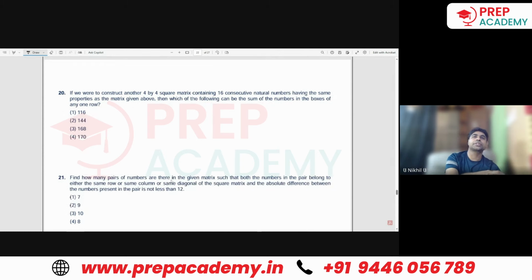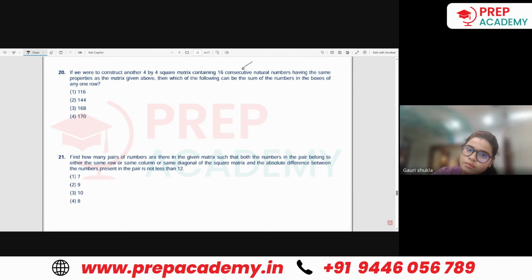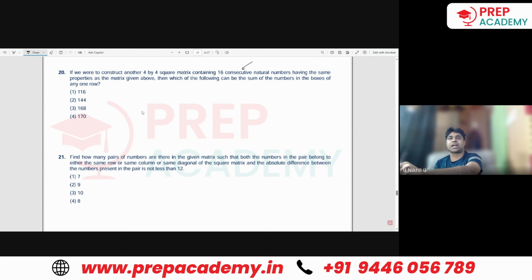Next two questions. If we were to construct another 4 by 4 square matrix containing 16 consecutive natural numbers having the same properties as the matrix given above. So what are the properties that the matrix had? That they are consecutive, which is already written here. The special property of the matrix was that all the 4 rows, all the 4 columns, all the 4 diagonals had the same summation, isn't it? Yes, sir. So the question being asked is, which of the following can be the sum of the numbers in the boxes of any one row?